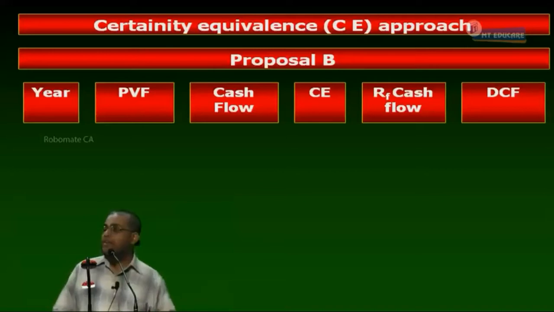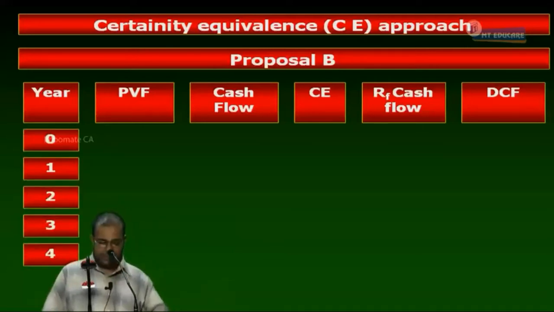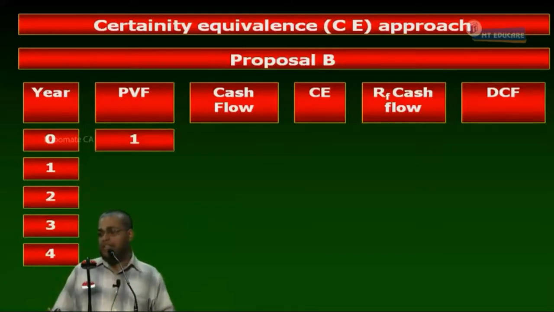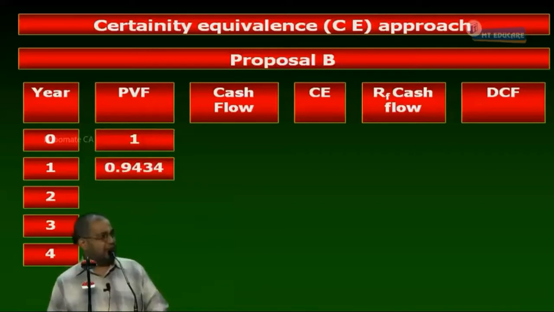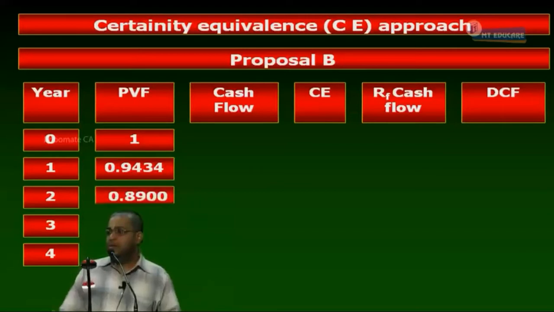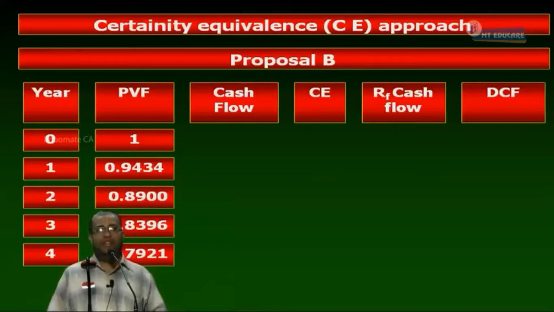Here 0, 1, 2, 3, 4. The PV factor is 1, then 1 by 1.06, 0.9434. Next number 0.8900, 0.8396, 0.7921.